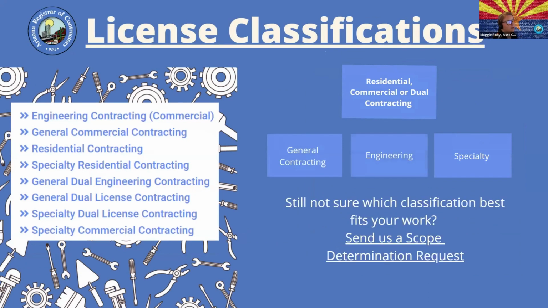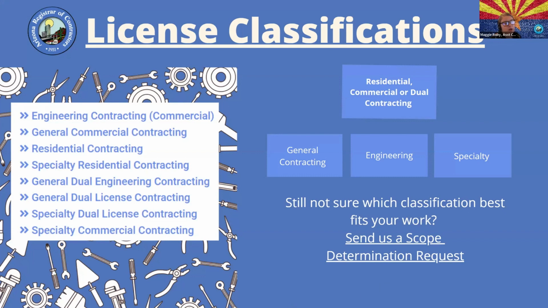Once you know how you are going to apply, next you need to determine which license classification you are going to be applying for. We have a number of license classifications, ranging from a general commercial to specialty contractors, such as commercial or residential electrical, roofing, plumbing, and such. I would suggest that you visit our website and go to the license classifications page. It will give you a description of each of the classifications, and you can get an idea of which classification best fits your scope of work.